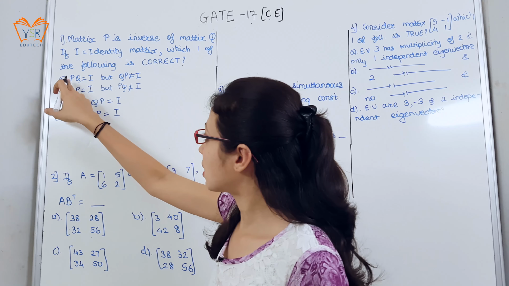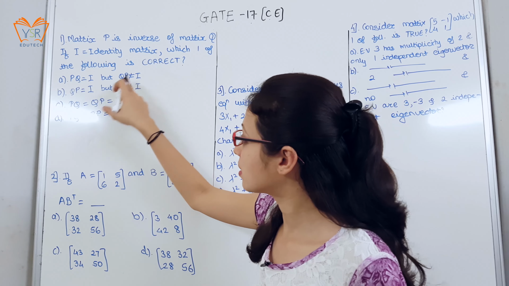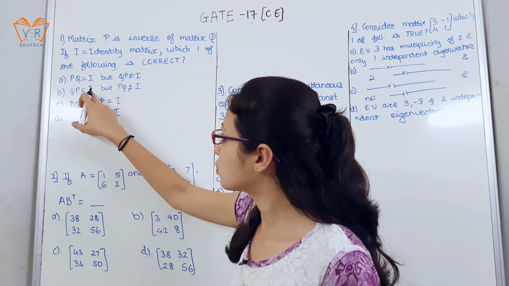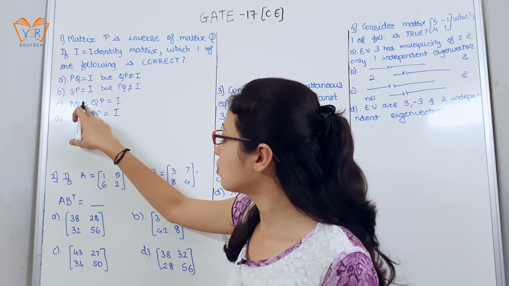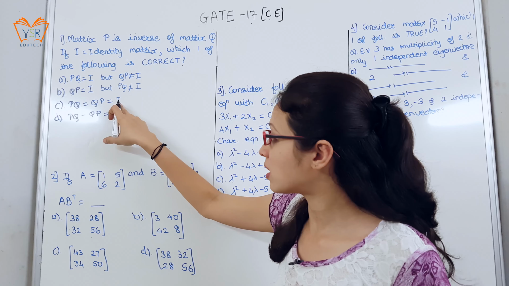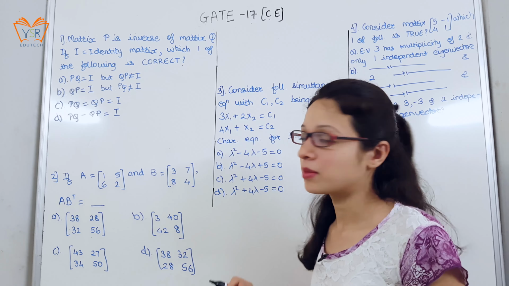The following statements are: first, PQ is equal to I but QP is not equal to I. Second, QP is equal to I but PQ is not equal to I. Third, PQ is equal to QP is equal to I. And the last option, PQ minus QP is equal to I.